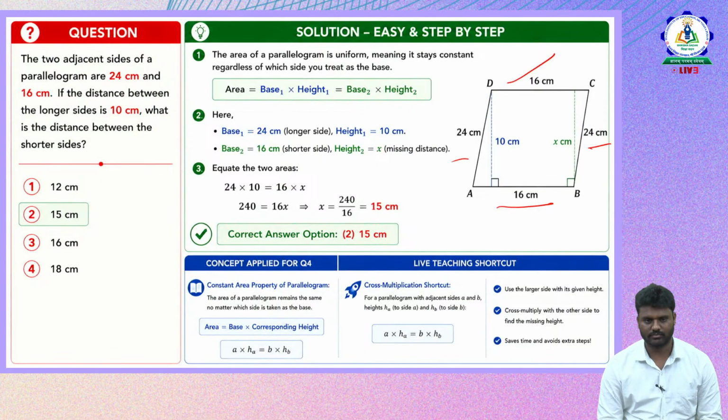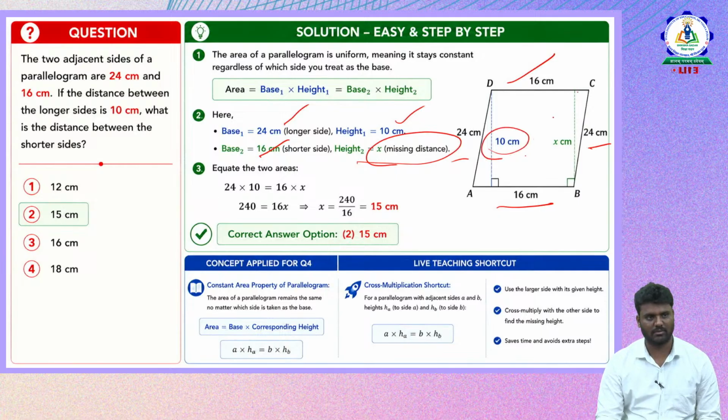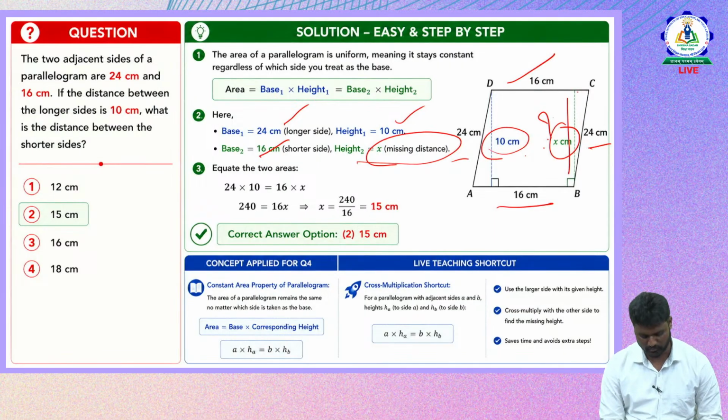Now if you see the question here, base 1 is equal to 24 centimeters, that is the longer side which they have given, and the height is also given, that is 10 centimeters. For base 2, they have given 16 centimeters, and the height we need to identify. So the longer side of 24 has height 10 centimeters, the shorter side is 16 centimeters, and this height we need to identify. Now equate the two areas based on the formula.